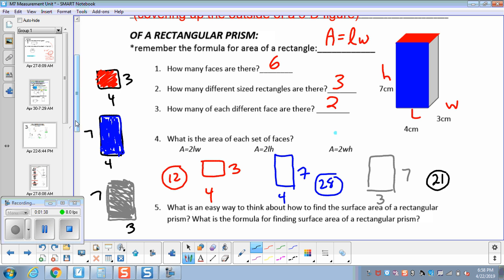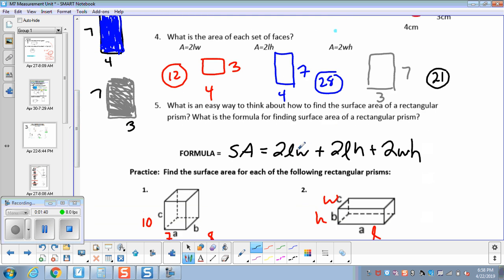Now, what the formula says to do, though, is to take that length times width answer that you got, the 12, and double it, and now that would be a 24. This length times height answer, the 28, we're going to double it, and it's going to be a 56. And now we've got front and back. And then for the width times height, that's over here, that's going to be the side 21, and we're going to double it because there's 2 sides, and we're going to get a 42.